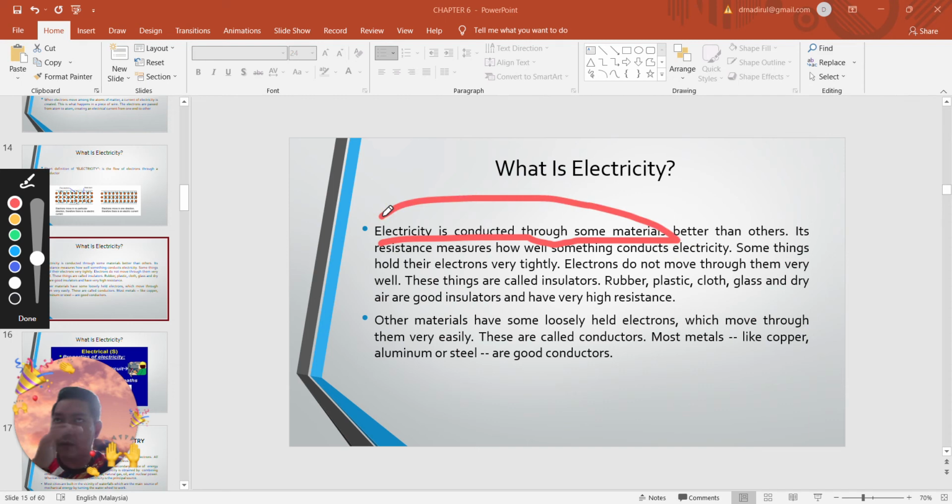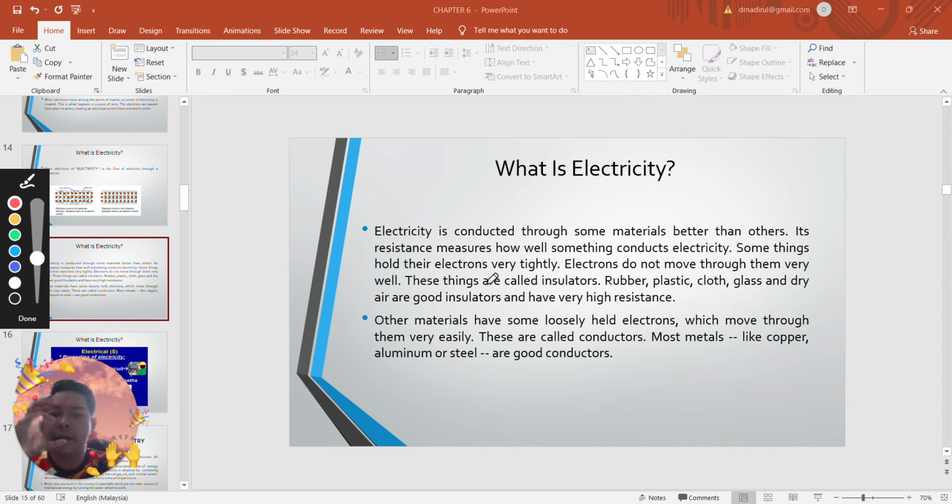However, as you know, different materials have different electrical properties, because electricity is conducted better in some materials than others. Resistance measures how well something conducts electricity. Some things hold their electrons very tightly, and electrons do not move through them very well. These things are called insulators. Rubber, plastic, cloth, glass, and dry air are good insulators because they have a high resistance.